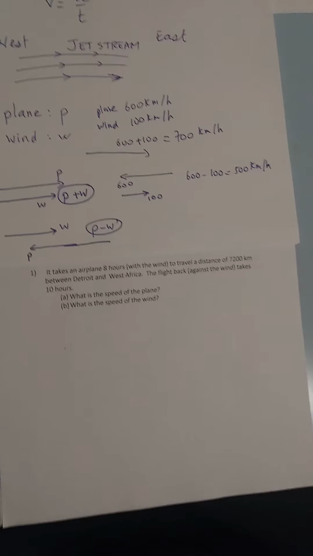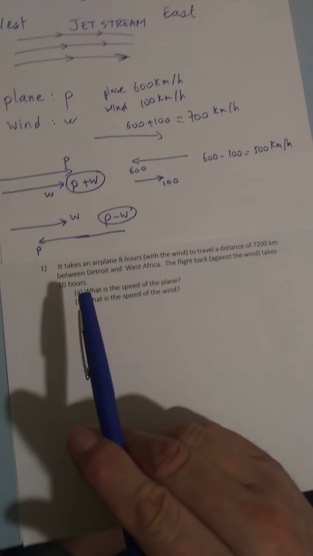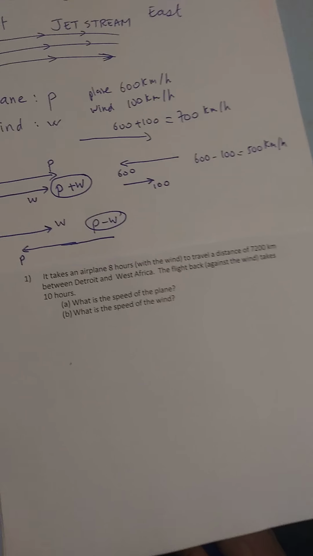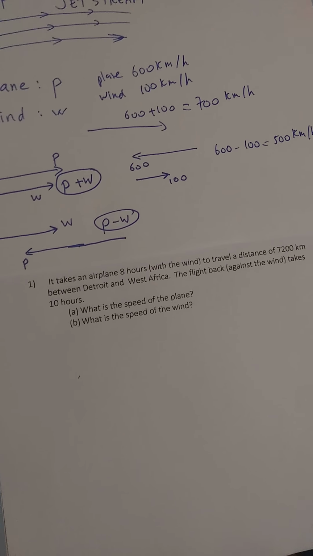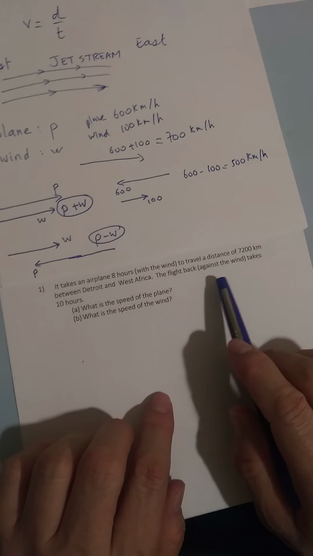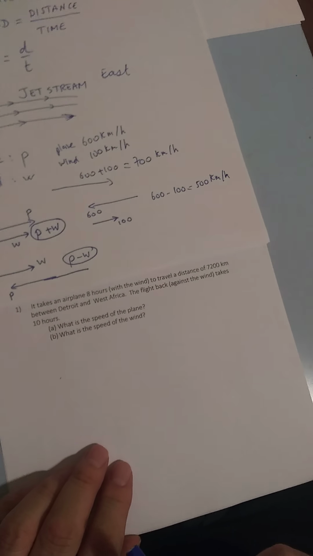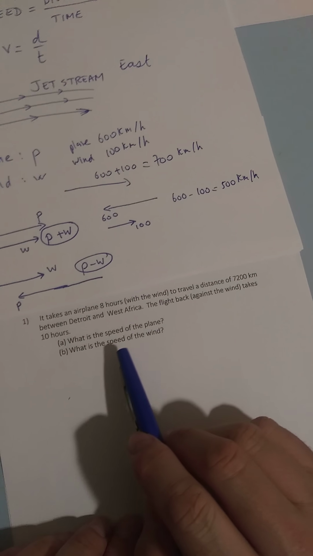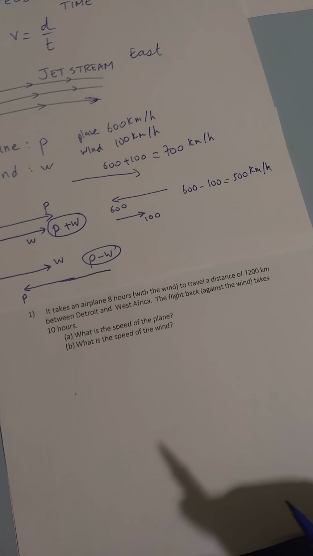Let's do this example. It takes an airplane 8 hours with the wind to travel a distance of 7,200 kilometers between Detroit and West Africa, and the flight back against the wind takes 10 hours. They want to know what was the speed of the plane and what's the speed of the wind.